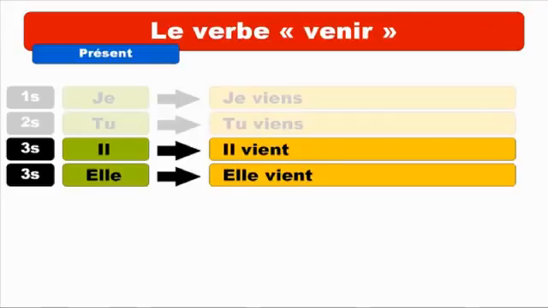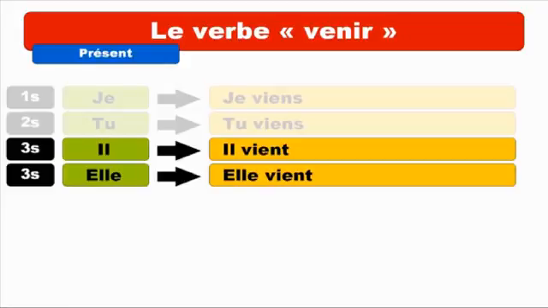So the masculine form, it's il vient. Repeat. Il vient. Okay. Final T is not pronounced, so you get the same form as for je and tu. Alright. And then elle, it's the same thing. Elle vient. Repeat. Elle vient. Okay. So je, tu, il and elle are actually pronounced the same way, okay?